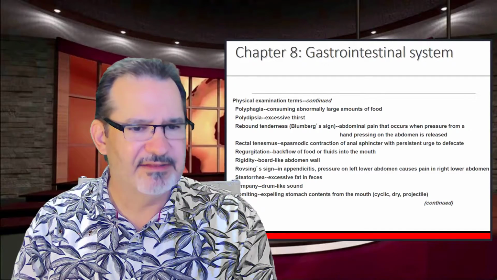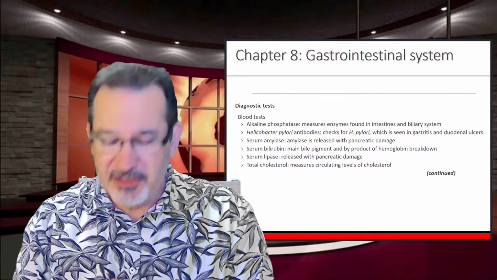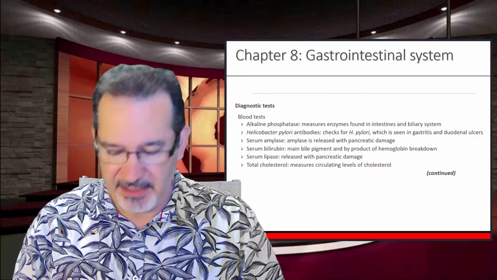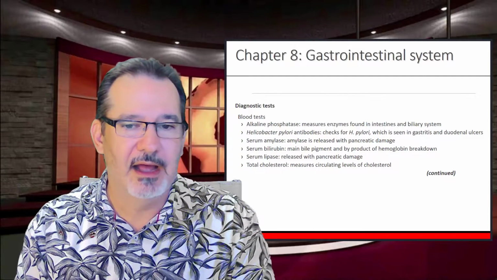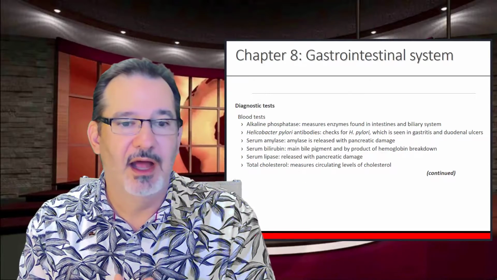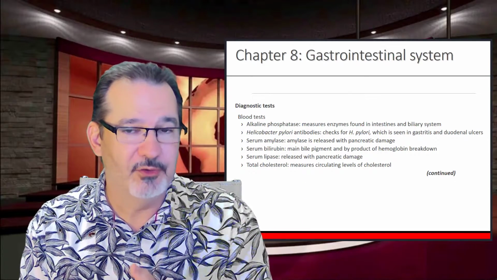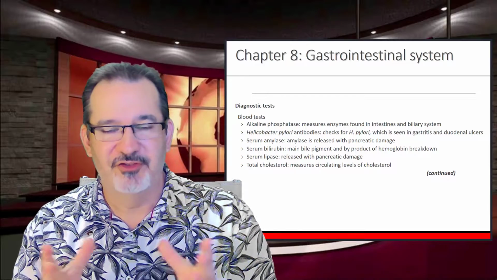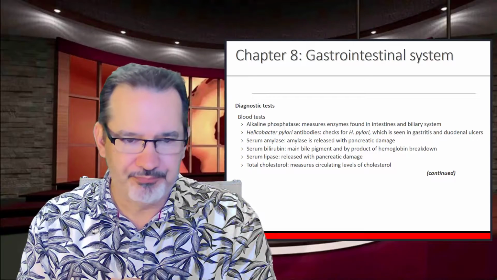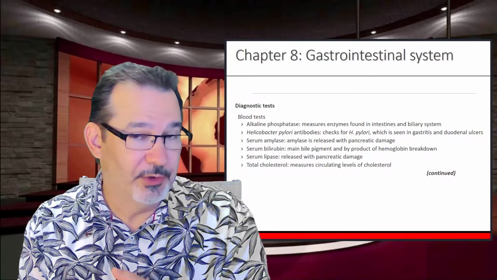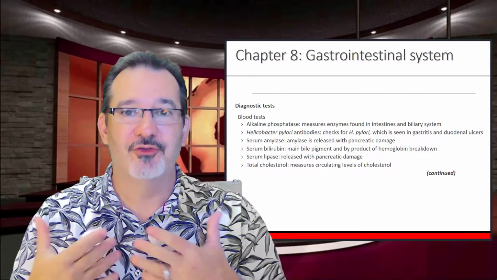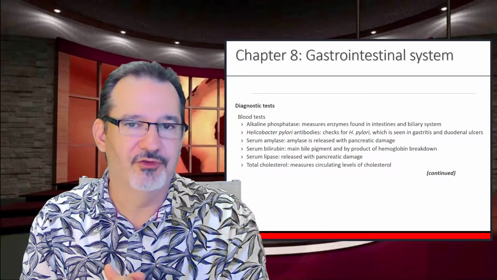Okay, let's see. Different blood tests. We do a fair amount of blood tests for GI-related issues. Probably these are typically the most common. Alkaline phosphatase, or an ALK phos, measures enzymes found in the intestines and the biliary system. Helicobacter pylori, or H. pylori, which is seen in gastritis or inflammation of the stomach and duodenal ulcers.